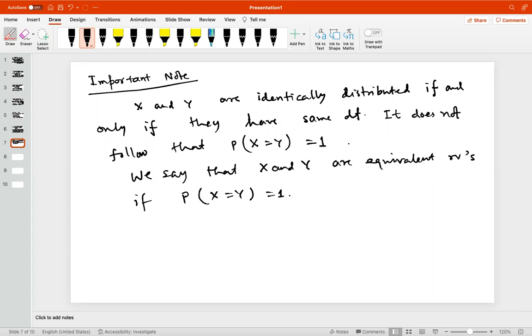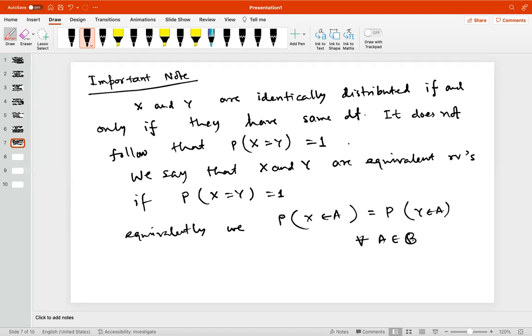So that means, equivalently, the probability of X in any Borel set A is the same as the probability of Y in A, for all Borel sets A.